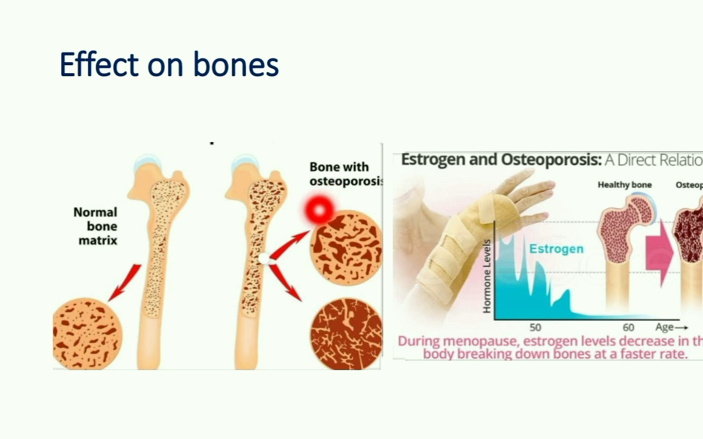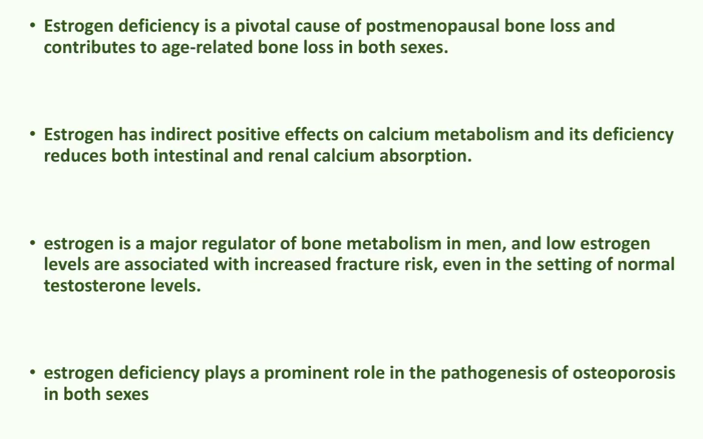And during menopause, the bone tends to become weaker, more osteoporotic, in the absence or deficiency of estrogen hormone. So you can see here the healthy bone, and here the osteoporotic bone under low estrogen level. So estrogen deficiency is a pivotal cause of postmenopausal bone loss and contributes to age-related bone loss in both sexes.